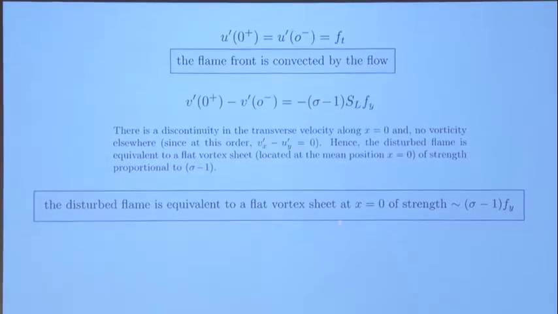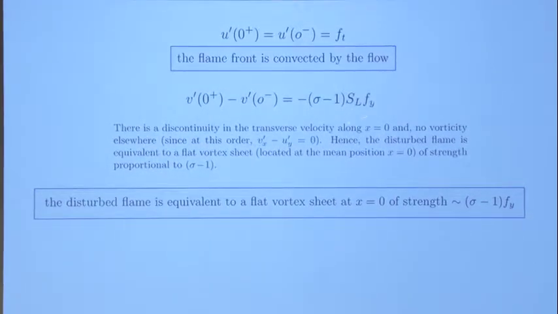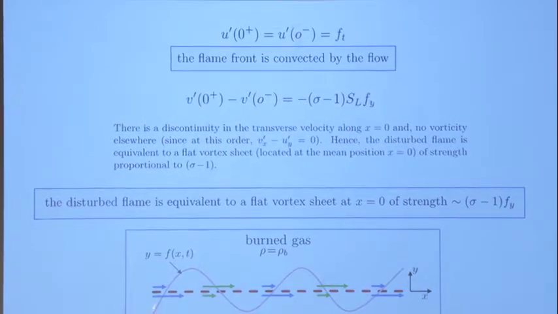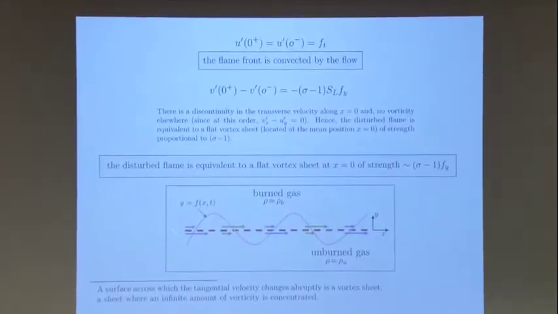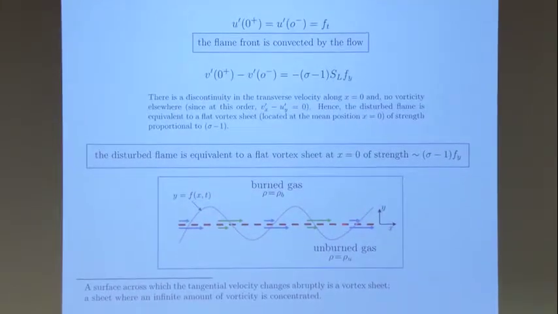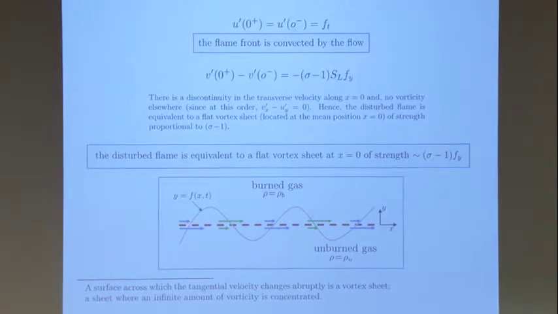What is the strength of the vortex sheet is here. Essentially, it's proportional to f sub y multiplied by sigma minus 1. Of course, the sign is important. So here is what you have. You have a perturbed flame, which is equivalent to a vortex sheet located at this red line. And let's examine the tangential velocity along that vortex sheet. So on this segment here, f is positive. The slope of f is positive.